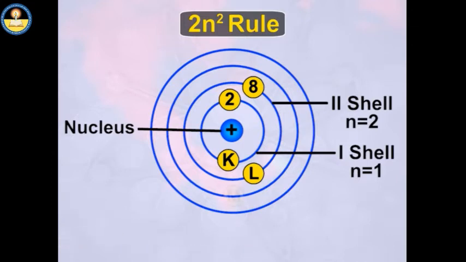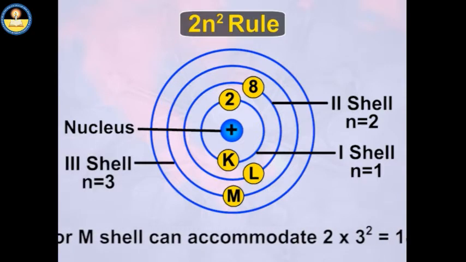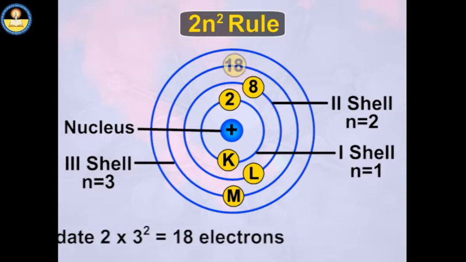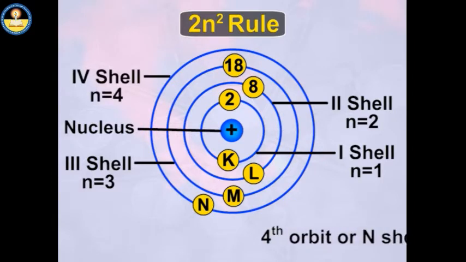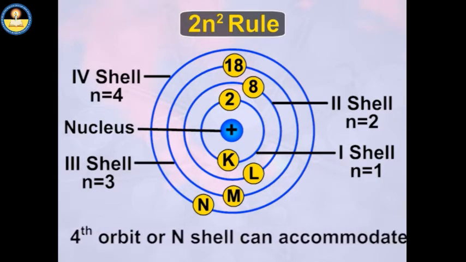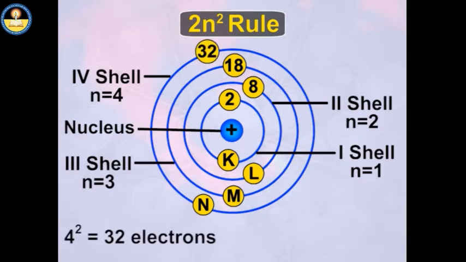Third orbit or M shell can accommodate 2 multiplied by 3², which is equal to 18 electrons. Fourth orbit or N shell can accommodate 2 multiplied by 4², which is equal to 32 electrons.